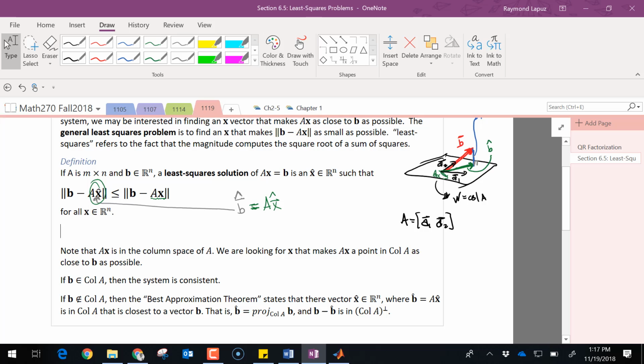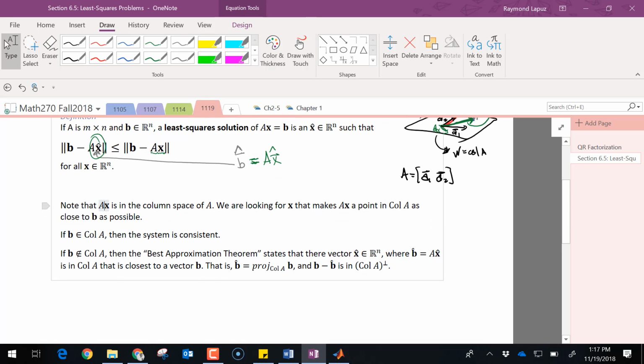So note, for any vector x, A times x is in the column space of A, because whatever vector you pick for x, you're going to apply it to A times x, so you're going to be within the column space. We're looking for x that makes Ax a point in the column space, or I should probably say a vector in the column space.